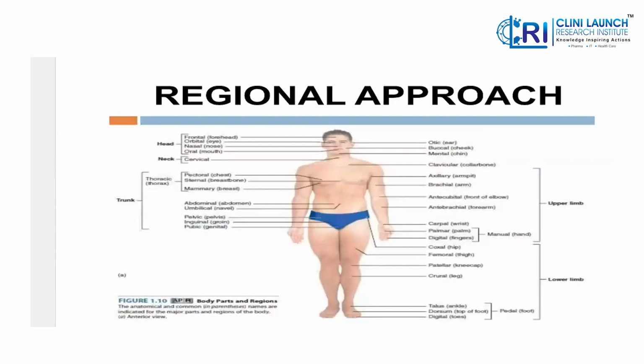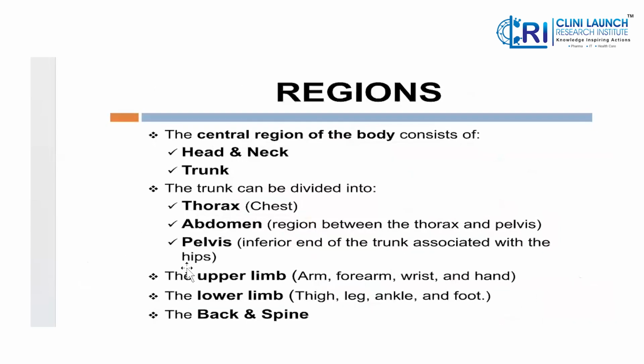So the central region is divided into head, neck, and trunk, as you can see. The trunk consists of your thorax, which is your chest, and your abdomen, and your pelvis. This is the central region. So, thorax, abdomen, and pelvis. The pelvis is the inferior end of the trunk.